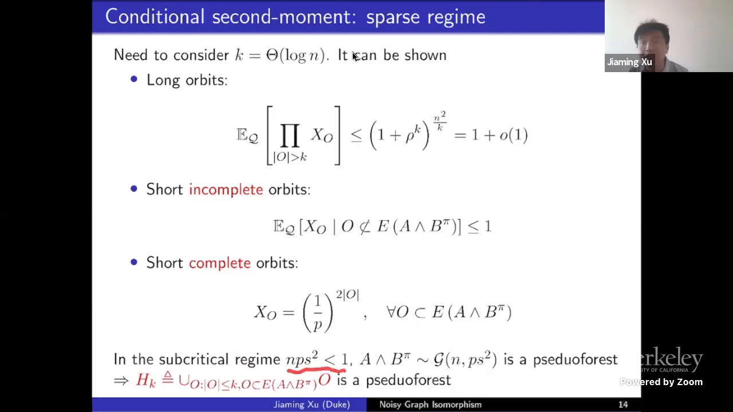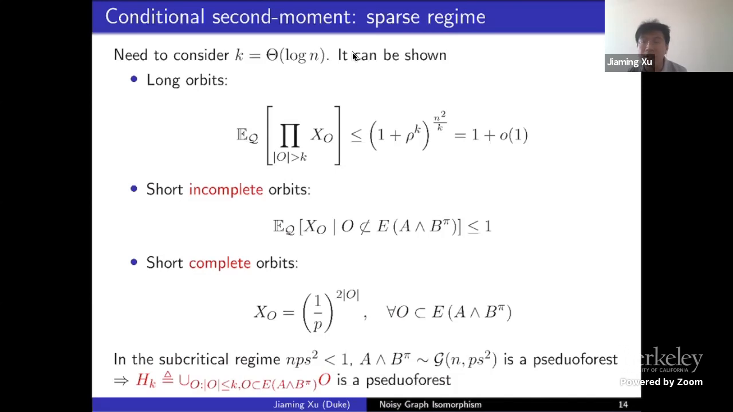That's why here we impose a condition nps² less than 1. Because in this case, the average degree of the intersection graph is bounded away from 1, so it is in the subcritical regime. So it's a pseudoforest with high probability. A pseudoforest here just means that every component in this graph has at most 1 cycle.